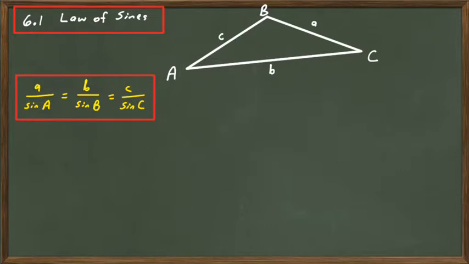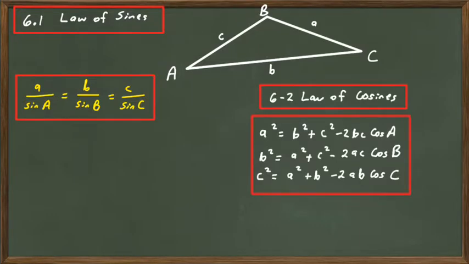The lowercase letters are sides, the uppercase letters are angles. Please notice how side A is opposite angle A, and side B is opposite angle B, and so forth. That's law of sines. That's 6.1. It's probably a little easier to remember than 6.2, which is going to be law of cosines. So 6.1 is law of sines, that's on the left. 6.2 is law of cosines, that's on the right.